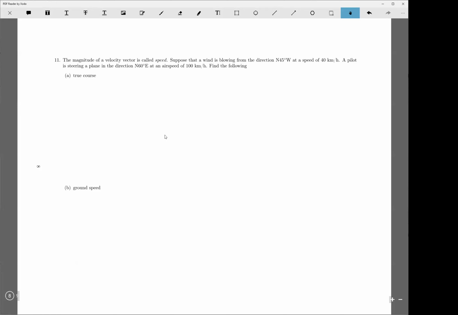Okay, so here we have the magnitude of velocity is called speed. Suppose the wind is blowing from the direction N45W at a speed of 40 kilometers. So that means the direction it blows is 45 degrees west of the northerly direction. So let's see if we can draw a picture of what's going on.